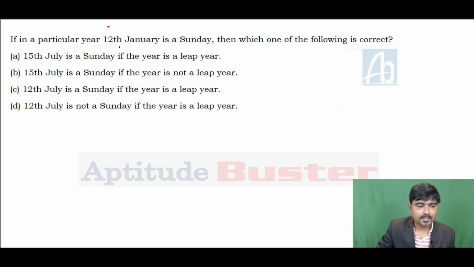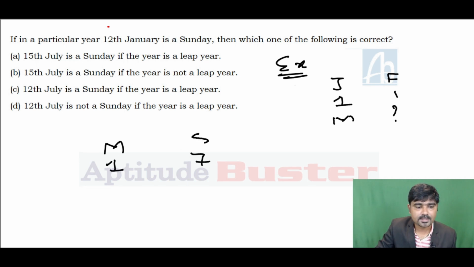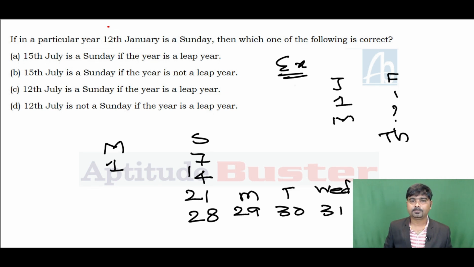If in a particular year 12th January is Sunday, then which one of the following is correct? I'll give you a simple example. If January 1 is Monday, then what will be Feb 1? If the first day is Monday, what will be the 7th day? The 7th day should be Sunday. 14th day is Sunday. 21 is Sunday. 28 is Sunday, right? Next, 29th is Monday, then 30th is Tuesday, and 31st is Wednesday, right? Then Feb 1 should be Thursday.